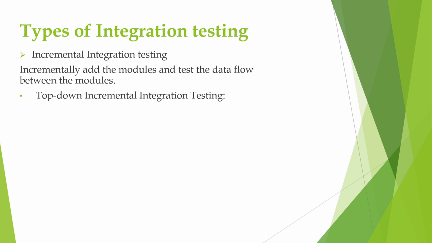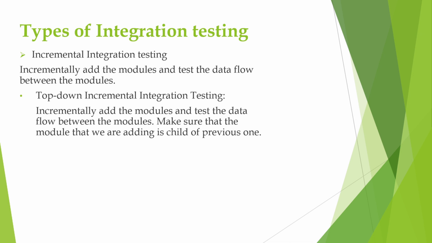Next we'll see top-down incremental integration testing. This means we'll be incrementally adding the modules and testing the data flow between these modules, and we should also make sure that the module which we are adding is a child of the previous one. You can see in the diagram here, first is the parent, next is child 1, child 2, child 3. First we'll do the integration testing between the parent and child 1. Next we'll add another module, that is child 2. Then we'll do the testing again. Then we'll add child 3 and do the integration testing again. This is how top-down integration testing works.